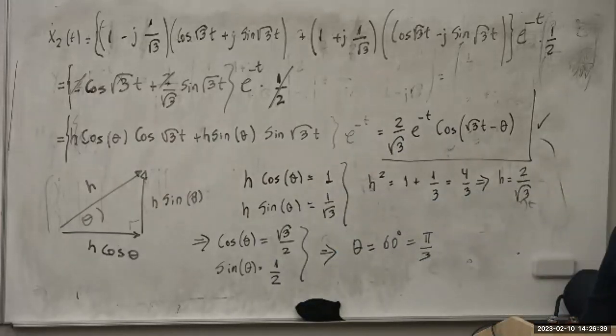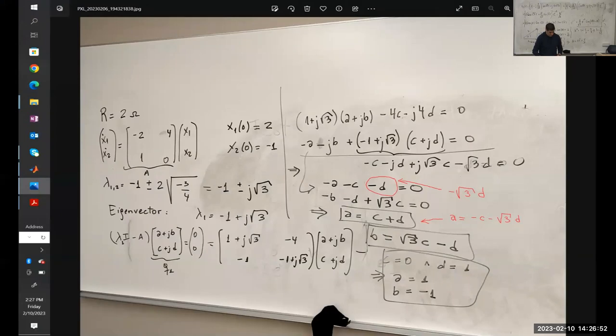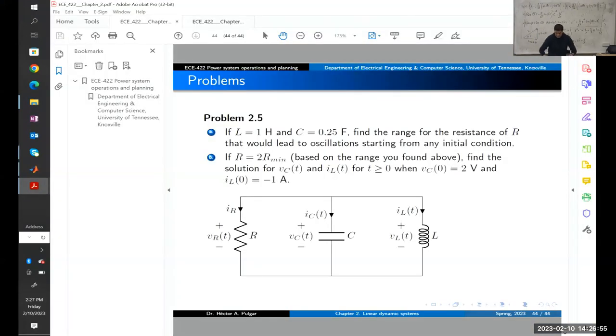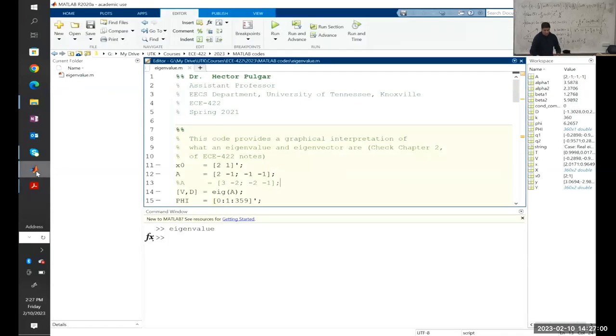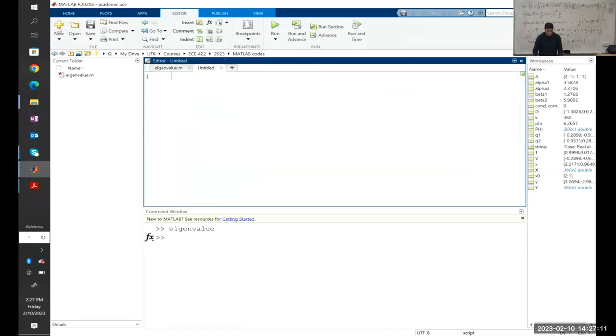So now, what we're going to do, how much time do we have? Like 12 minutes. So we're going to solve it in MATLAB. Can we do it? Yes. It will be very easy.